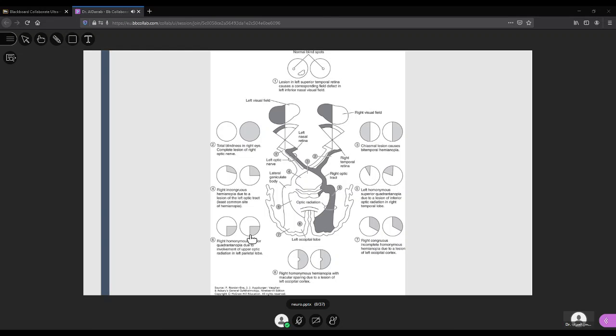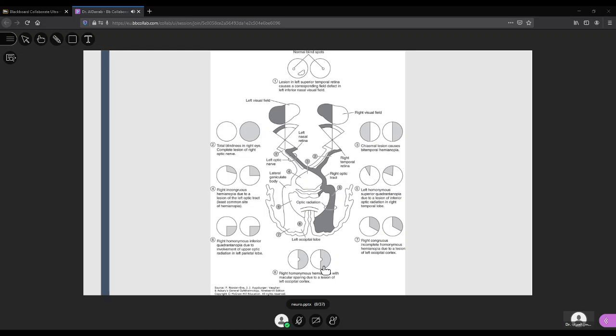This is the opposite, this is the opposite, this is quadrantopia, this is quadrantopia. Only this is superior, this is inferior. However, the congruity is more here in the parietal. Now, this is congruous because it's the same. The shape here is similar to the shape here, not like this, not like this. This is the occipital because, as I said, the more posterior, the more the congruity, which is the similarity between the defects.